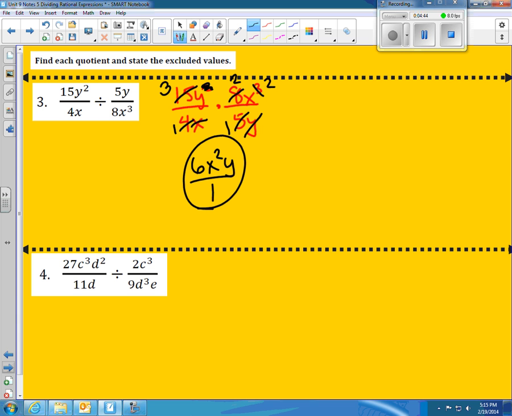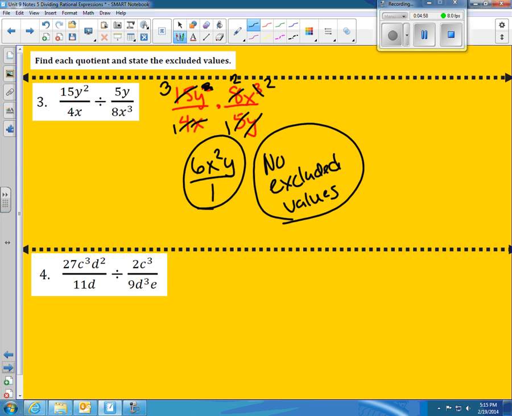All right. Don't forget, state excluded values. There's no variable in the denominator, so there are no excluded values. X and y can be anything, and it's not going to affect the denominator. All right, let's go ahead and look at 4.